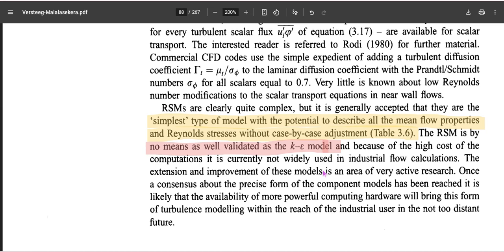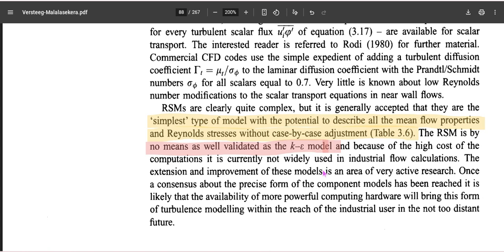Though it seems complex, it is the simplest model which can potentially capture all the Reynolds stresses directly, so that the description of mean flow properties is captured well, without trying to identify empirical values for case-by-case adjustment.